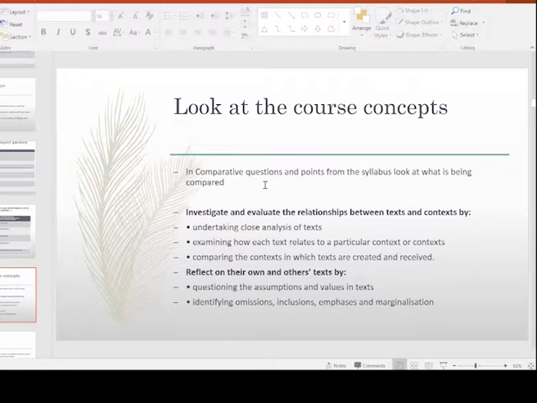You're also going to look at the values and assumptions in each text. So you're going to look at, what do the authors of those texts value, and what do we value, and how do we agree with those values?